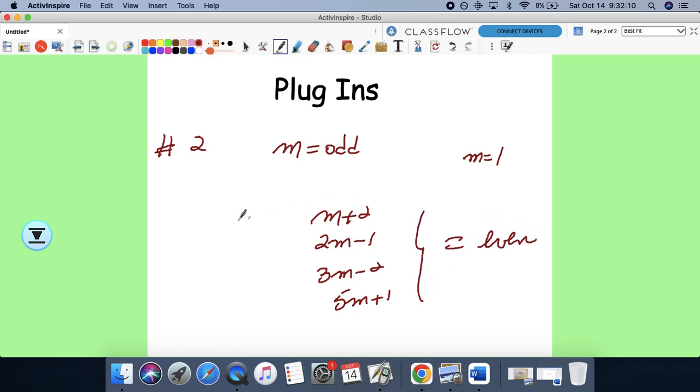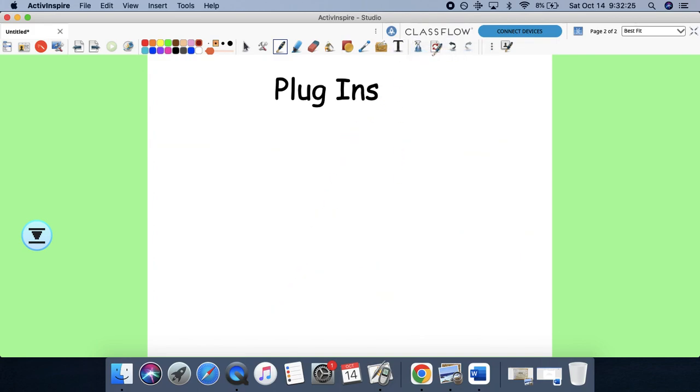So if you plug in here, that doesn't work. That also doesn't work. That doesn't work. But the last one works, because 5 times 1 plus 1 is an even number, which is 6. Okay. That's on the next page.